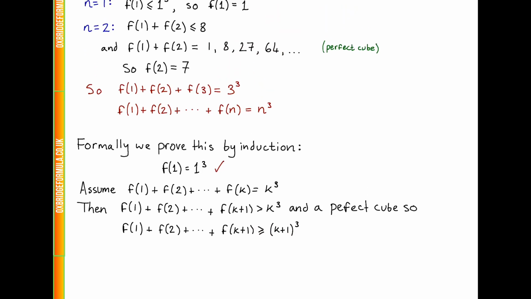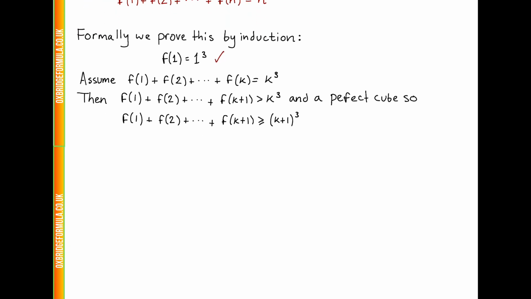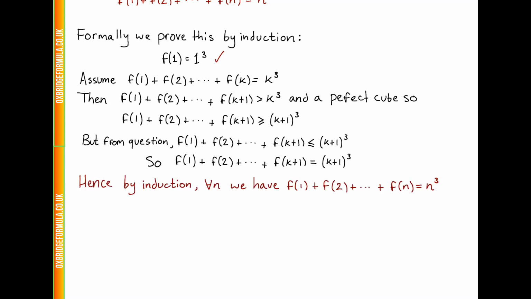Now, how did we know that it was exactly 8 and not 27 or 64? Remember that in the question we're given that it's less than or equal to k plus 1 cubed. Does this let us prove our result? Since our sum on our left-hand side is at least this number, and also at most this number, we know that it needs to be exactly this number, k plus 1 cubed. And so, we complete our proof by induction.